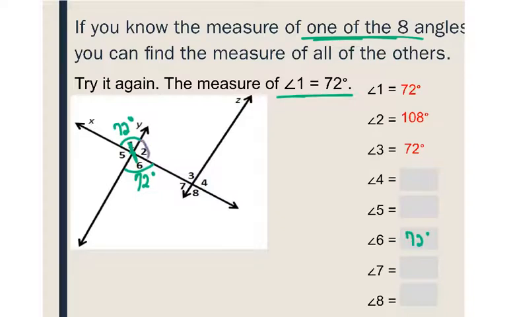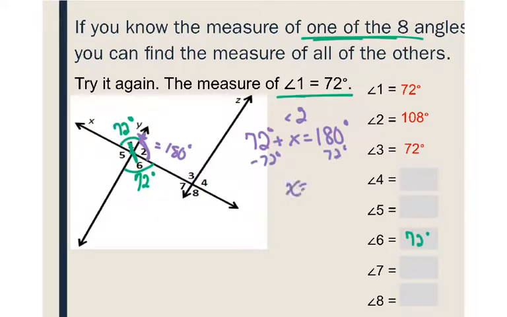So angle 1 plus angle 2 form supplementary angles. If I add them together, they have to equal 180 degrees because that's what supplementary angles equal, a straight line. So 72 degrees plus something has to equal 180 degrees. This is my measure of angle 2. So I subtract 72 degrees from both sides, and that gives me 108 degrees. So the measure of angle 2 is 108 degrees using the supplementary rule.